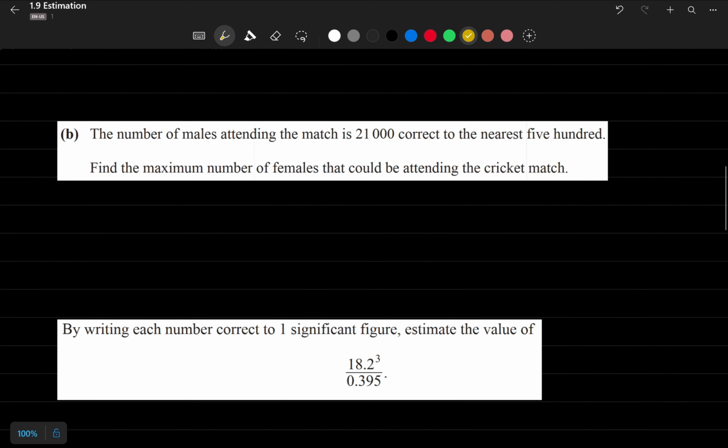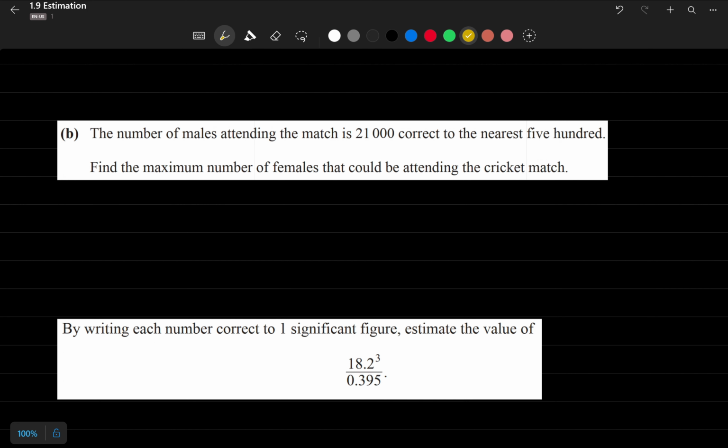Okay, now the B part suggests the number of males attending the match is 21,000, correct to the nearest 500. Find the maximum number of females that could be attending the cricket match. To find the maximum number of females, we must have maximum number of attendance minus minimum number of males, which will give you maximum number of females.